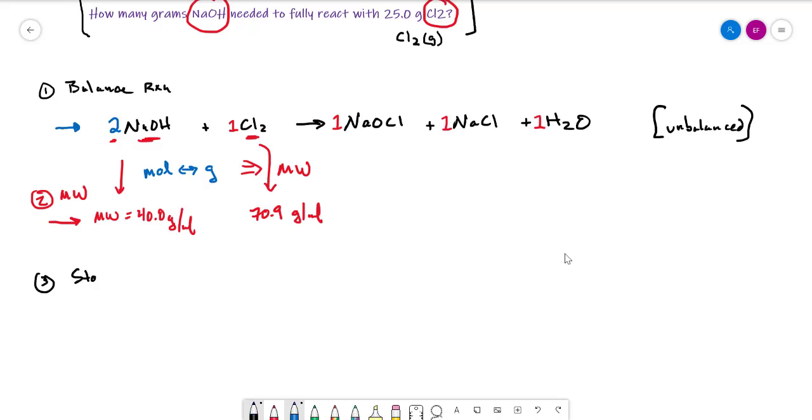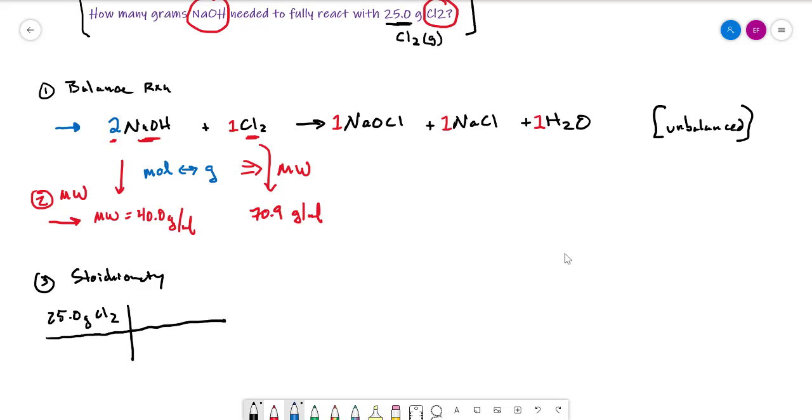So let's do some stoichiometry. And let's just start with the 25 grams of Cl2 that we know. So we have 25.0 grams of Cl2, but there's no gram to gram relationship in a balanced chemical reaction, right? This is moles to moles, which is not grams to grams. So that means we need to get to moles. So we need the molecular weight.